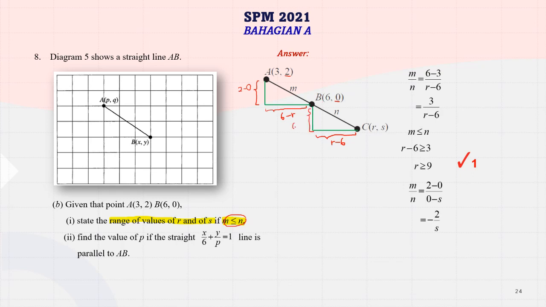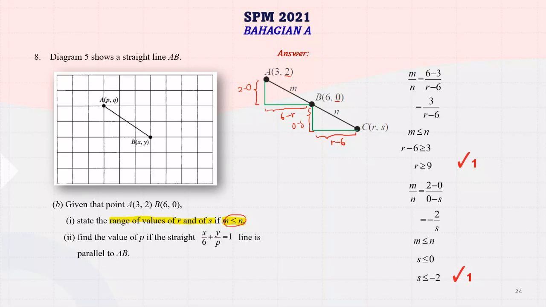0 minus S. Okay, again we do the same. Okay, and negative 2 over S. So whereby M, again M is less than N, S is less than or equal to 0. So in conclusion, S is less than negative 2. So this is also 2 marks for question number 8B1.